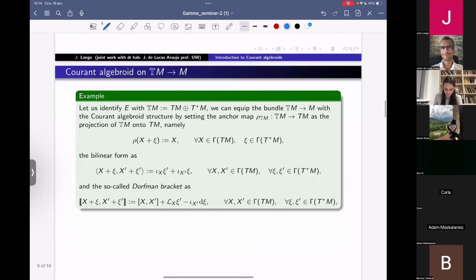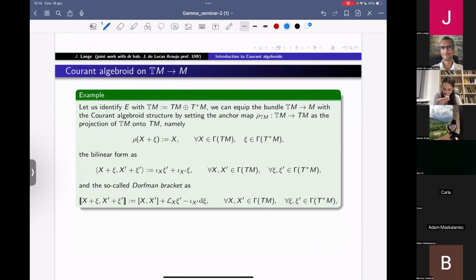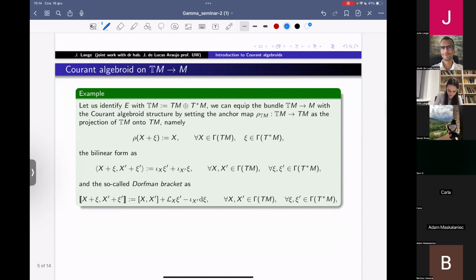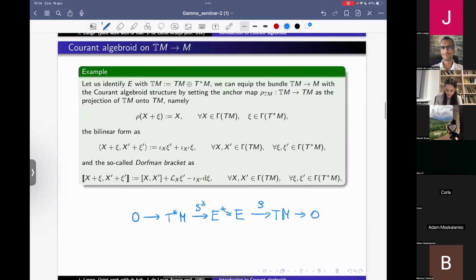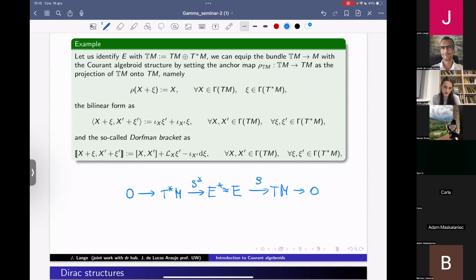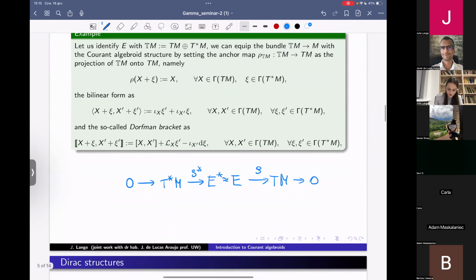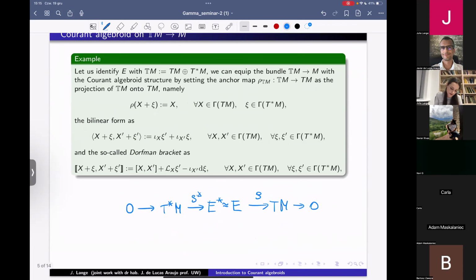Now it turns out that whenever the Courant algebroid is exact, which means that we are given a sequence of this form, and this sequence is exact, then we can identify E with the so-called generalized tangent bundle, or Pontryagin bundle.